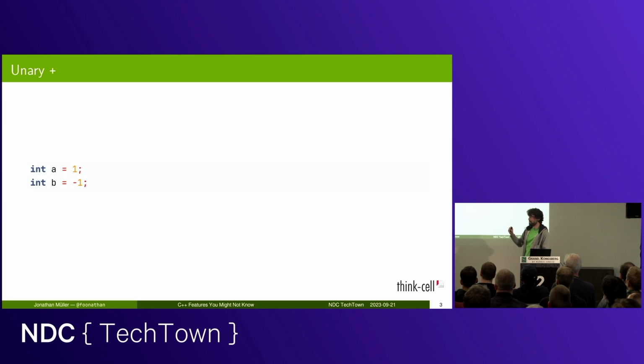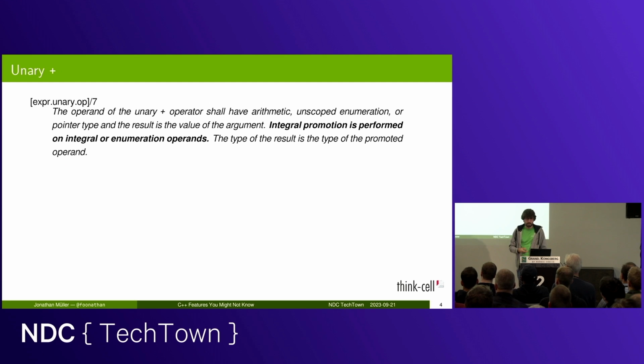I never like code like that. So we've got 2 variables, one initialized to 1, one initialized to -1. This is misaligned. Luckily, we can fix that and just write +1. And the plus isn't actually part of the number syntax. This is an operator just like -1. So we can use it. The standard says that it requires arithmetic type and returns the value of the argument unchanged. So it does nothing. However, it changes the type.